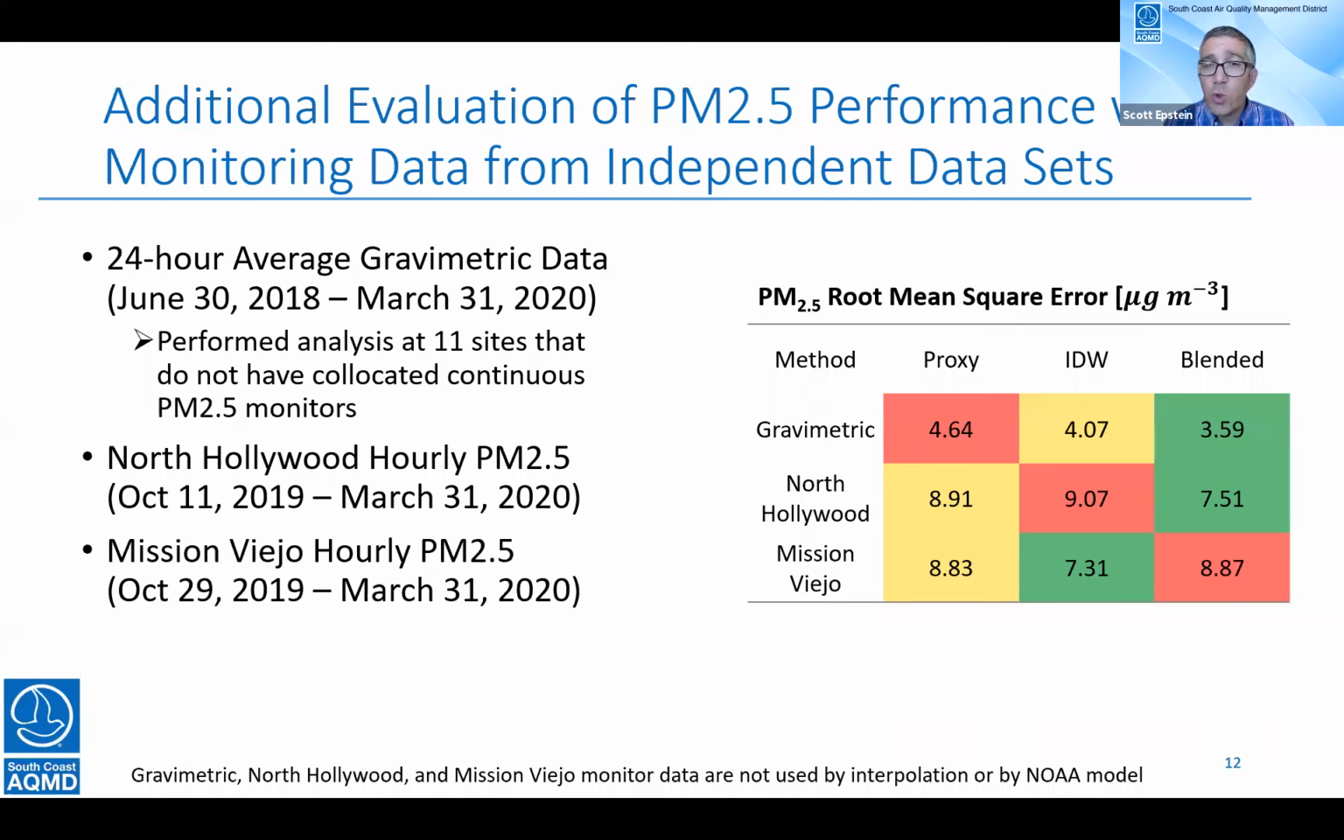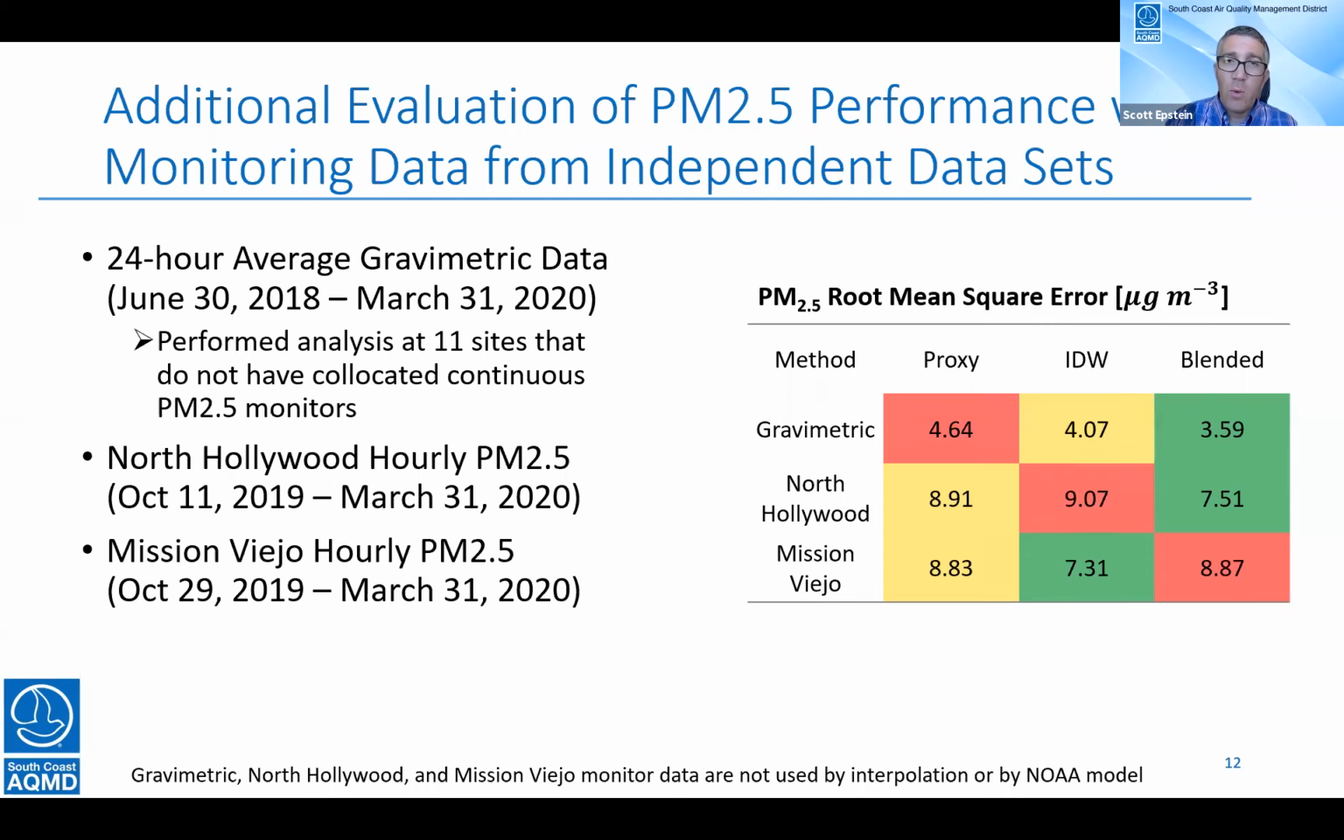We also use 2 relatively new continuous monitors, which were not yet integrated into the NOAA model. And from that, we find that we're more accurate at these 11 gravimetric monitoring locations and in North Hollywood. The blended approach is less accurate at Mission Viejo, but this should be resolved as the bias correction will automatically improve the NOAA model. The NOAA model is bias corrected.